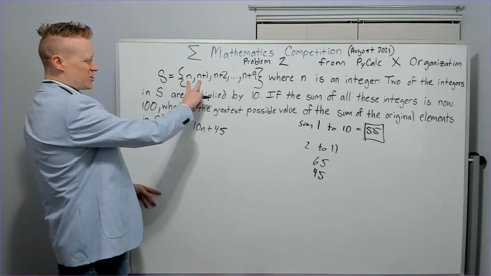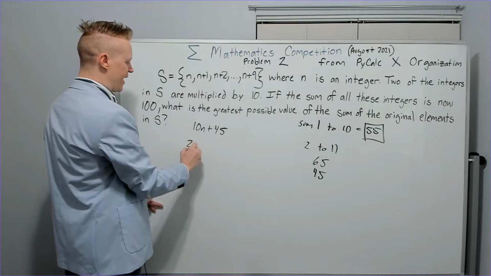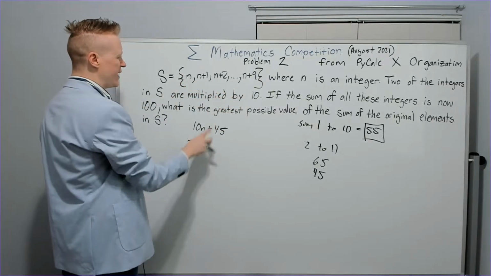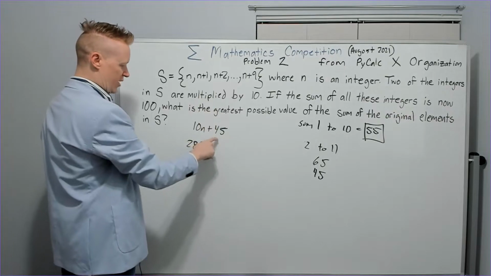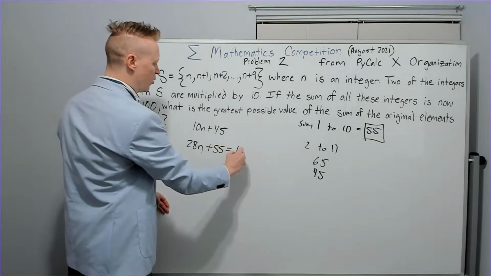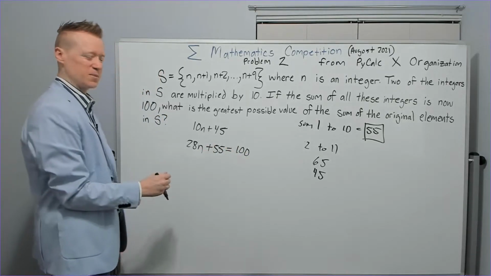So if I did these two, for instance, they would become 28n, because you would have 2 10s and then 8 more n's. 28n, and I would gain 10 more on top of this, so it would be plus 55 is equal to 100. Well, when we subtract that, 45 is not a multiple of 100.